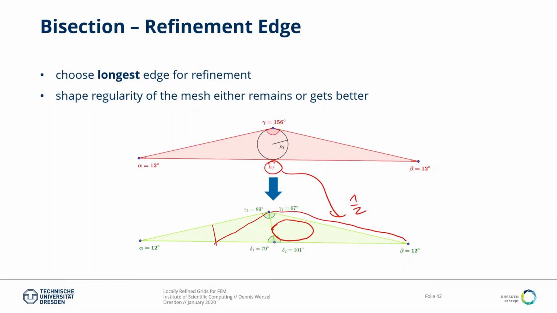If you don't do this, and if you would, for example, take this triangle and now use this shorter edge for refinement, then your triangle would get even more stretched, right? You would have this longest edge still down here, but your in-circle would even shrink. So it's very important to fix the refinement edge to be the longest one if you do bisection.